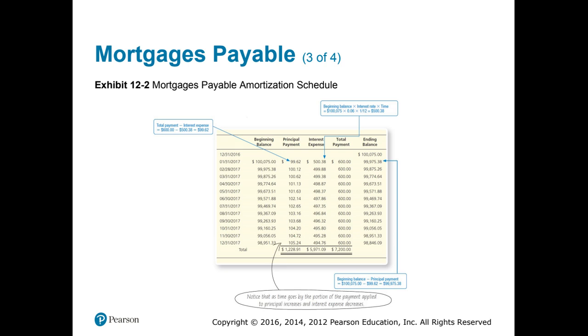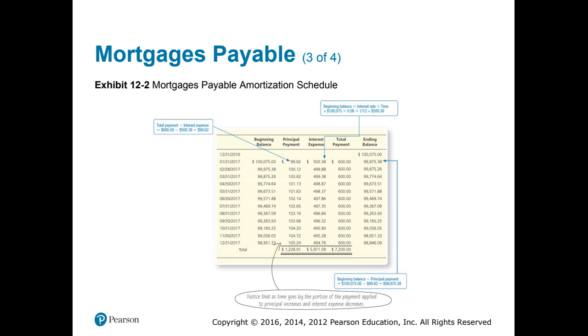But here we've calculated our principal payment amount to be $99.62. For our interest expense, we take the beginning balance times our interest rate times the time. So for this one, we took $100,075 times the 6% interest times 1/12, because it's 1 month over 12 months.